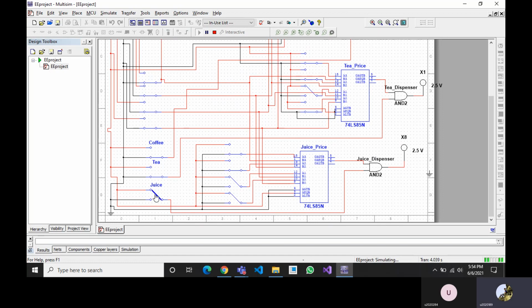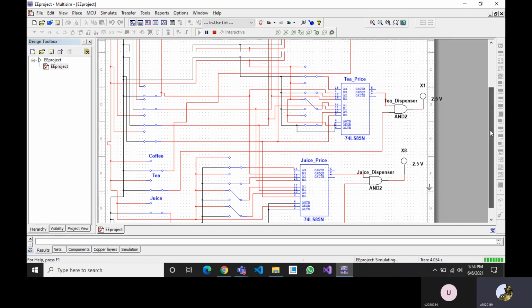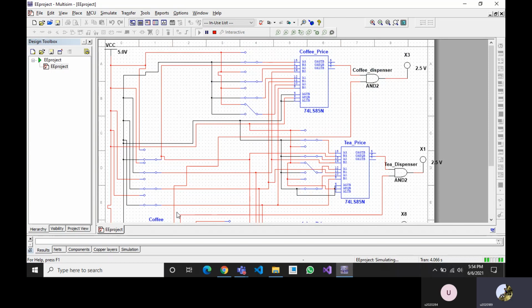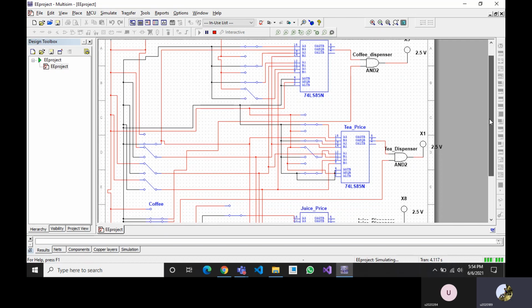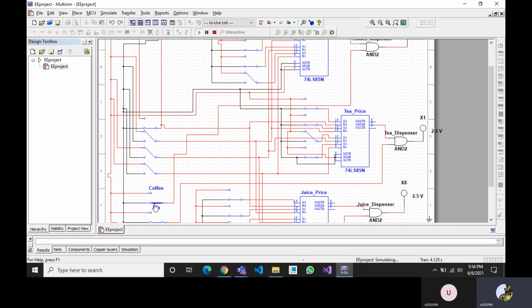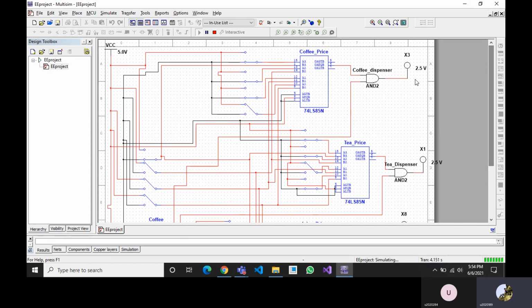Let's suppose the user enters a wrong input from the user interface. Let's suppose the user enters 3 rupees and wants to buy coffee with these rupees. Look, here this LED will not glow.